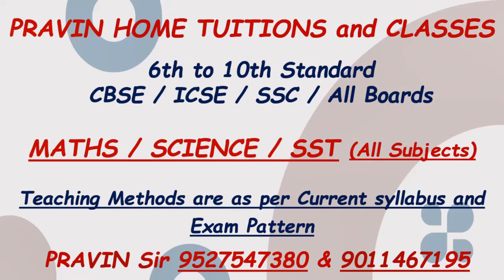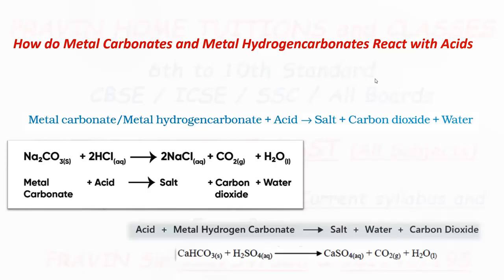Hello friends, in this video we will study how metal carbonate and metal hydrogen carbonate react with acid. When metal carbonate reacts with acid, they form salt, carbon dioxide and water.